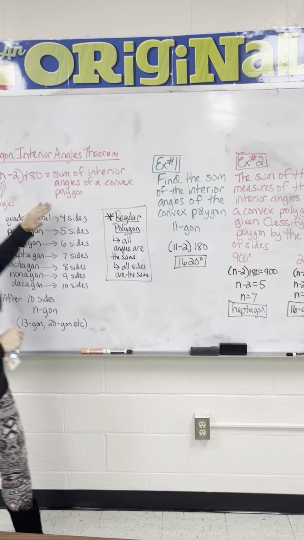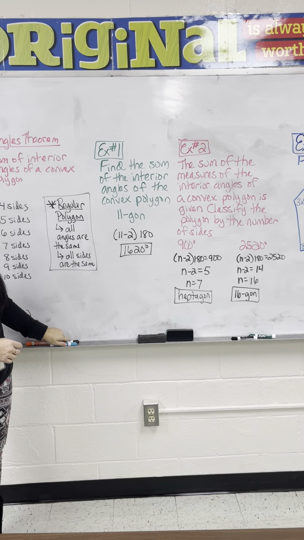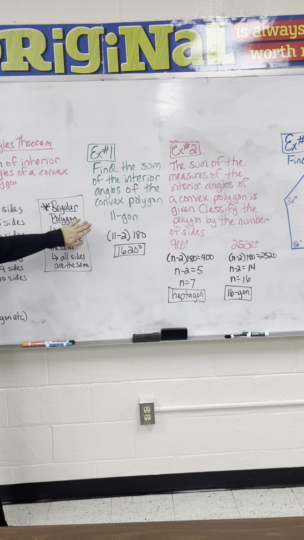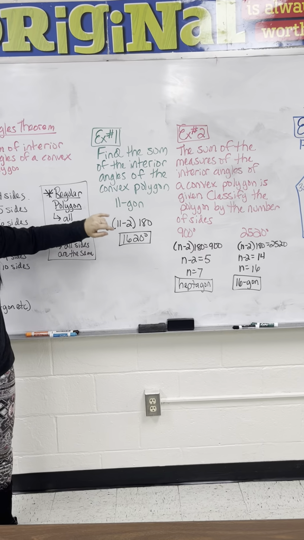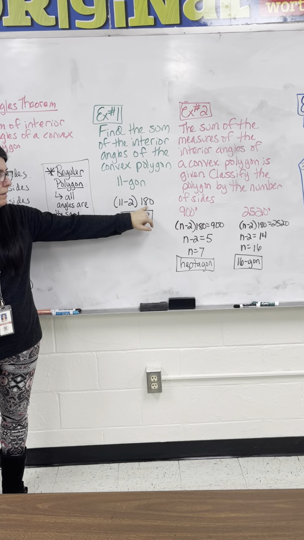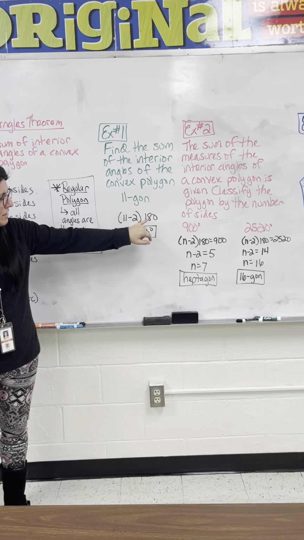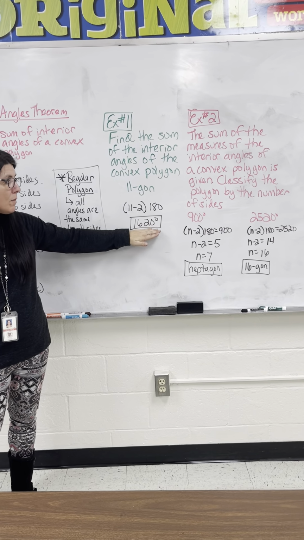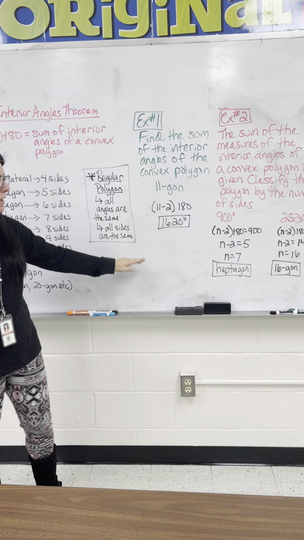Moving on, let's use this formula to answer the first two questions here. Number 1 says, find the sum of the interior angles of the convex polygon. We know that it has 11 sides, it's an 11-gon. We're going to plug it into that formula, (n minus 2) times 180. N is 11. 11 minus 2 gives me 9. 9 times 180 gives me 1,620. That's the sum of all the inside angles of this 11-sided figure. This one's a basic problem.